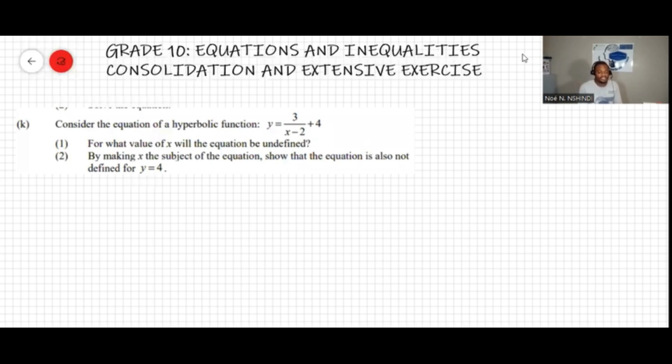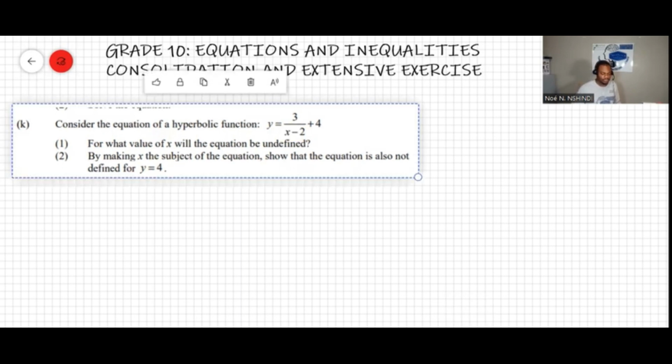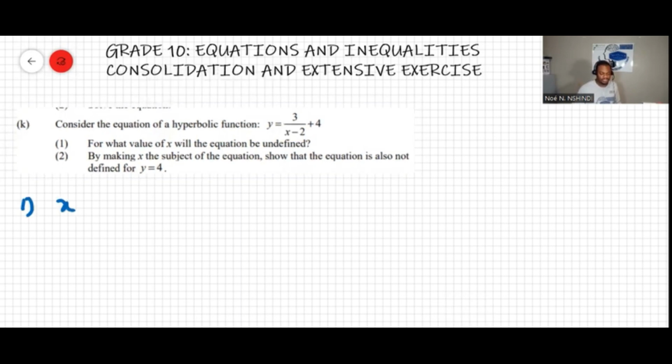Okay, we have another question here. It says, consider the equation of a hyperbolic function that we see there. The question says, for what value of x will the equation be undefined? You know that the equation is undefined if the denominator is 0. So over here, it's if x minus 2 is equal to 0. So it is undefined if x minus 2 is 0, which means basically if x is equal to 2.